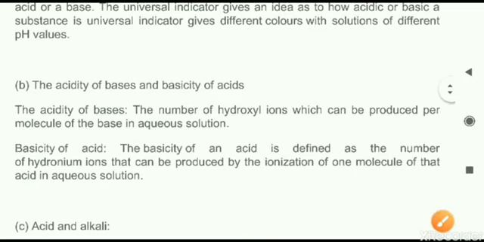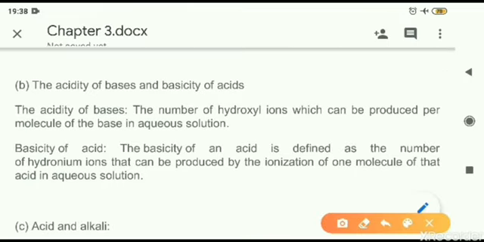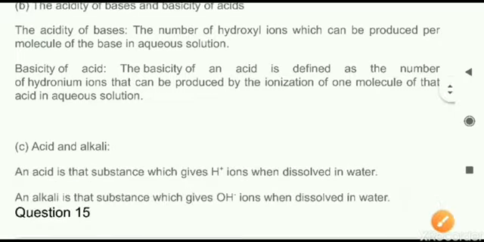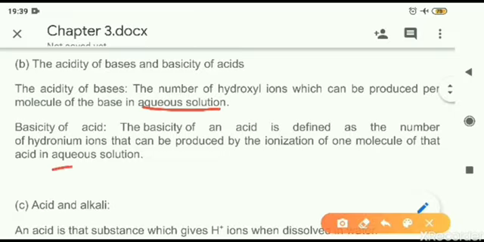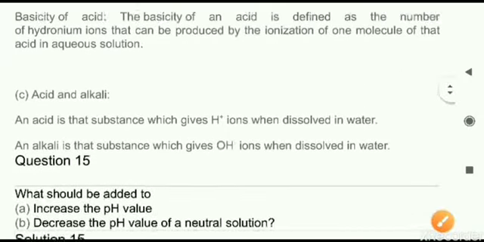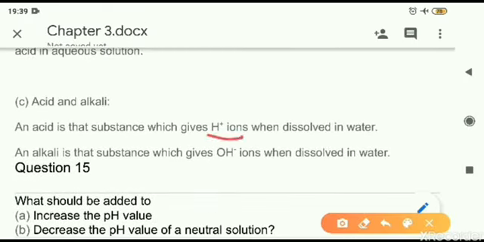Next, B part, acidity and basicity. You only have to write the definitions. Acidity is the number of hydroxyl ions, OH negative ions, that are produced by one molecule of a base. On the other side, basicity is the number of hydronium ions, H plus or H3O plus ions, that are released by one molecule of an acid in aqueous solution. In both definitions, you have to write aqueous solution. Next, acid and alkali. That is simple. Acid gives H plus ion when dissolved in water. Alkali gives OH minus ion when dissolved in water.